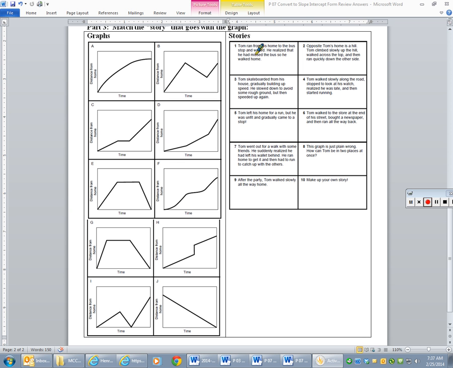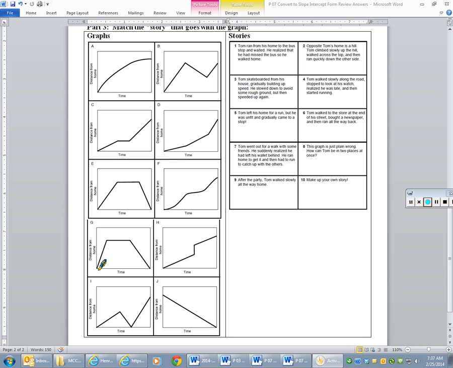We've got: Tom ran from his home to the bus stop and waited. He realized that he had missed the bus, so he walked home. So what we're looking for is something that is moving fast away from home, pauses, and then moves slowly back towards home. The one that matches that graph is this one right here.